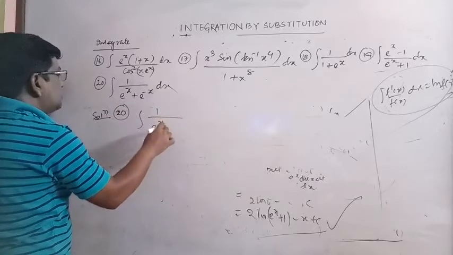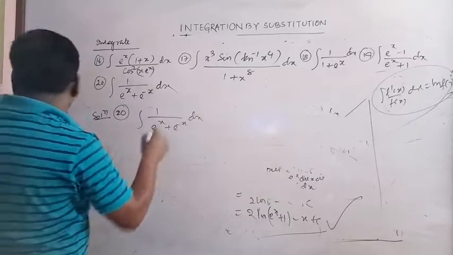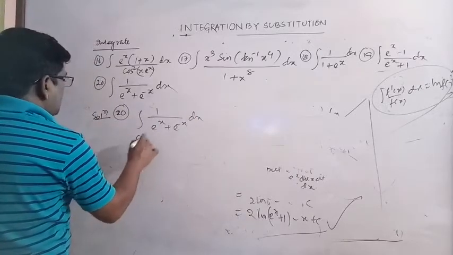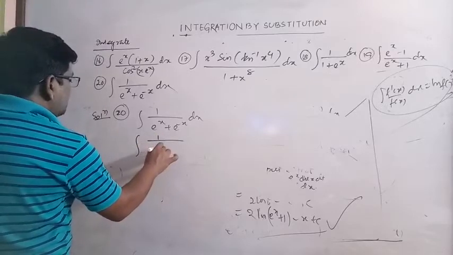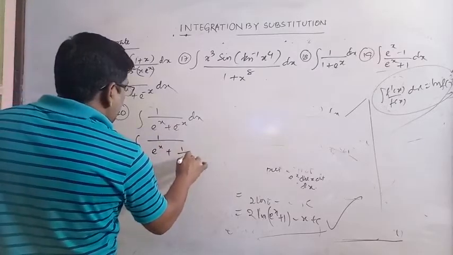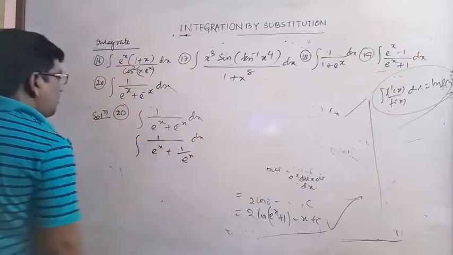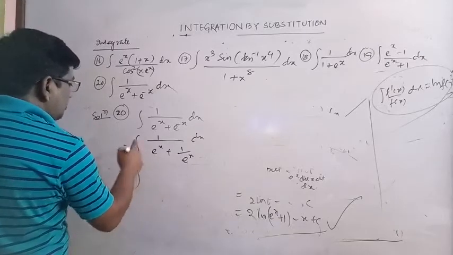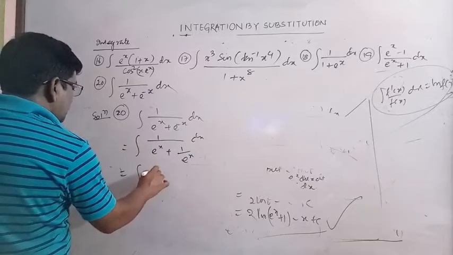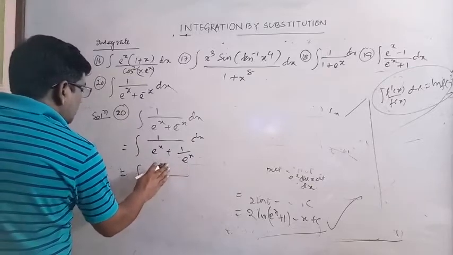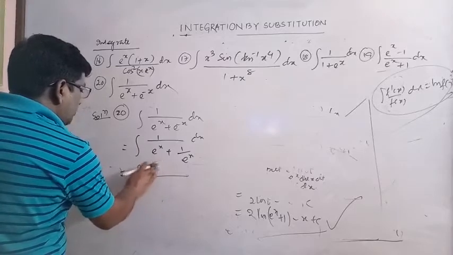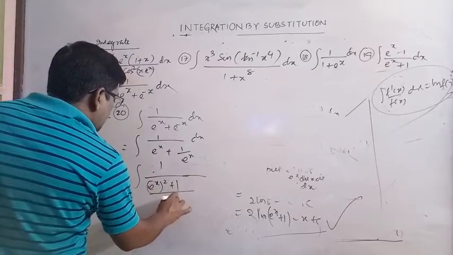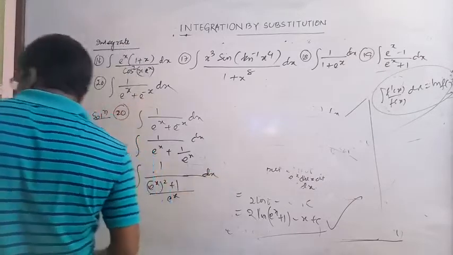Integration of 1 by e to the x plus e to the minus x dx. So this can be written as 1 by e to the x plus 1 by e to the x dx. Okay. So this is equal to e to the x by e to the x whole square plus 1, dx.